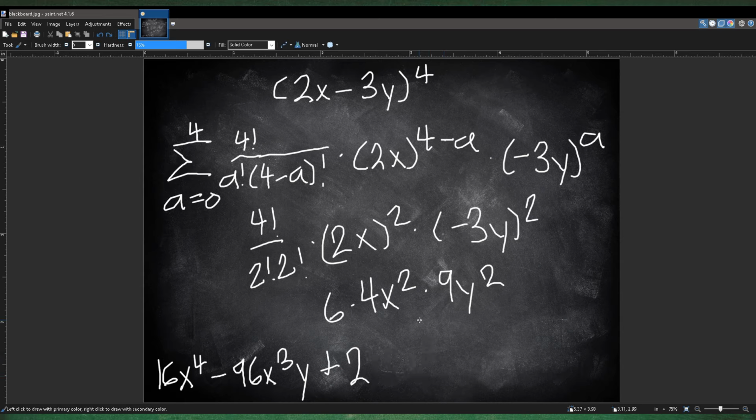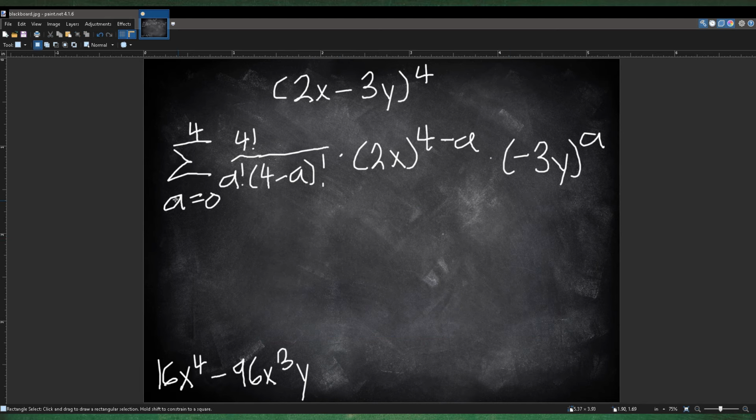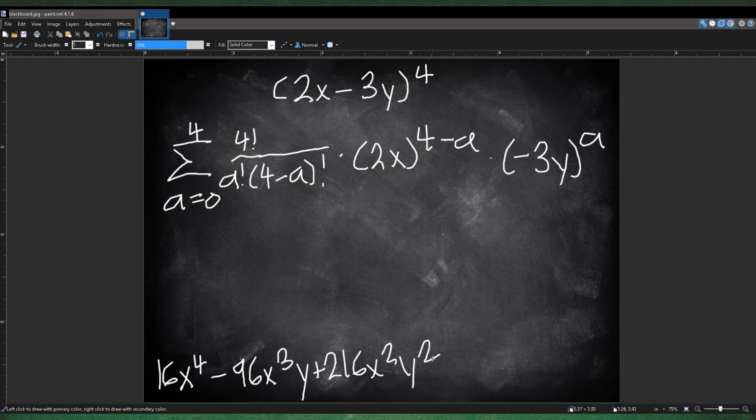Sorry, that's too big, and I want to save room. Okay. So we have plus 216x squared y squared. And now we have to find when a is equal to 3, basically.